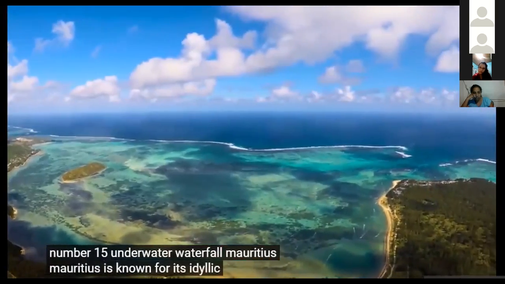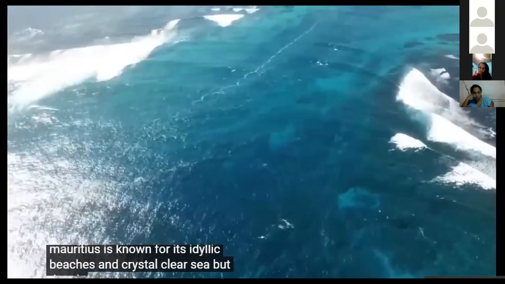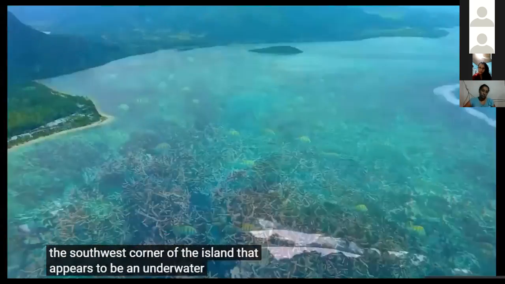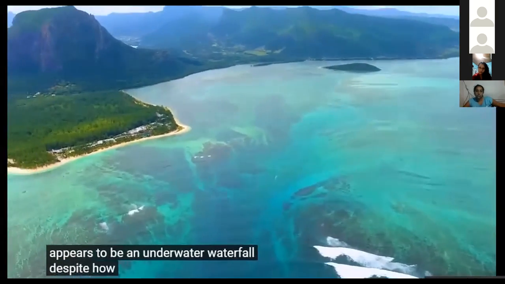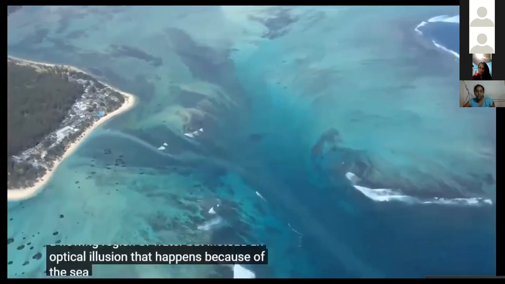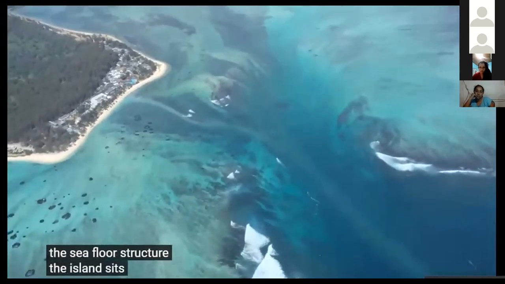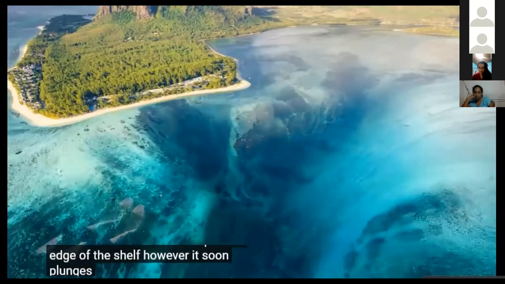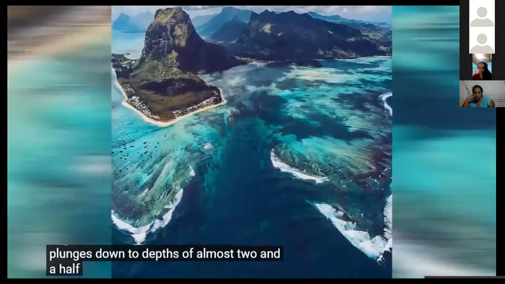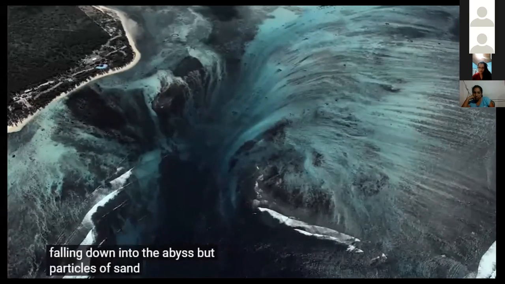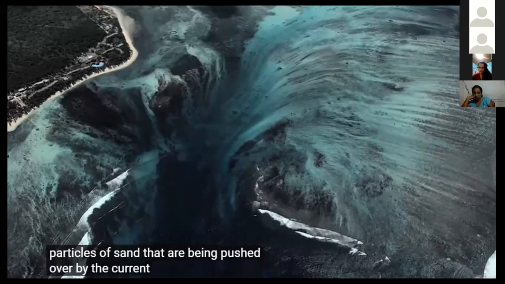Mauritius is known for its idyllic beaches and crystal clear sea, but there's an unbelievable phenomenon at the southwest corner of the island that appears to be an underwater waterfall. Despite how it looks, this isn't actually a flowing region of water, but instead an optical illusion that happens because of the seafloor structure. The island sits on an ocean shelf which is no more than 500 feet deep. At the edge of the shelf, however, it soon plunges down to depths of almost 2.5 miles. And what you're actually seeing in the underwater waterfall is not water falling down into the abyss, but particles of sand that are being pushed over by the current.